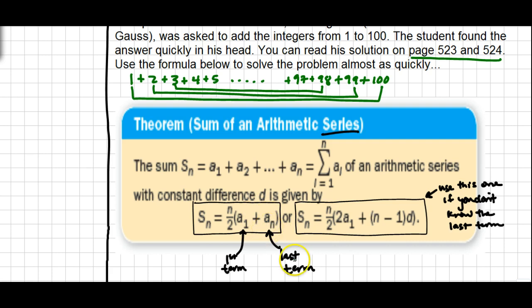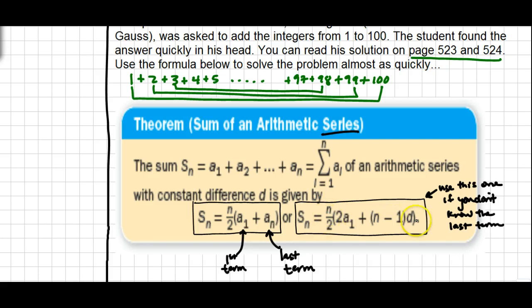The only drawback to that formula is if you don't know the last term, then it's not going to work. So we have an alternate formula as well. The second formula would be used if you don't know the last term. If students are uncomfortable memorizing two more formulas, simply memorize the second one.